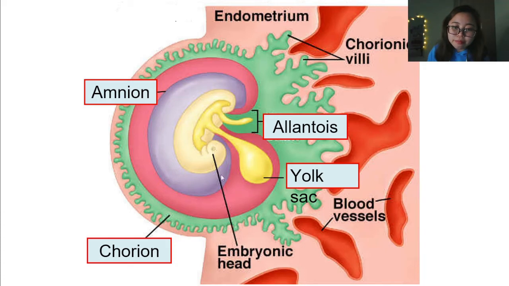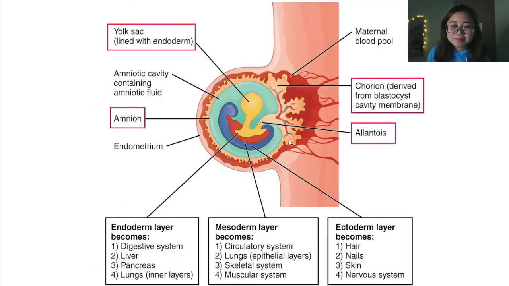Itu embryonic head, kepala kamu lah, okay? The allantois is this little extension here. And the yolk sac is this yolk, this round thing in the middle. Okay, so yolk sac is lined with endoderm, amnion is here, chorion, and so on.